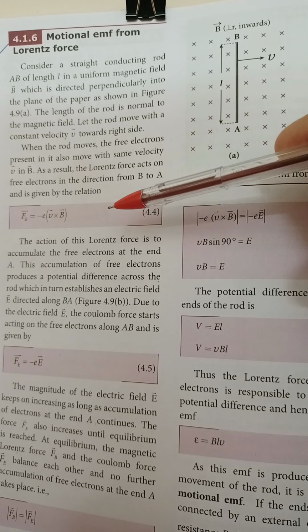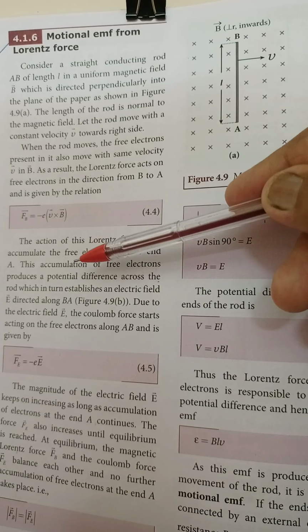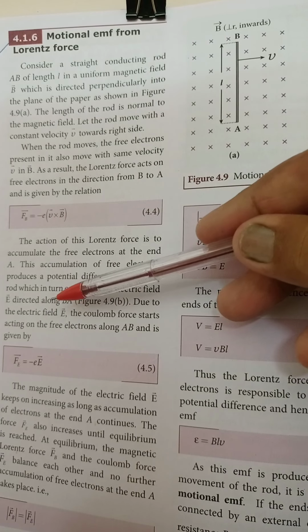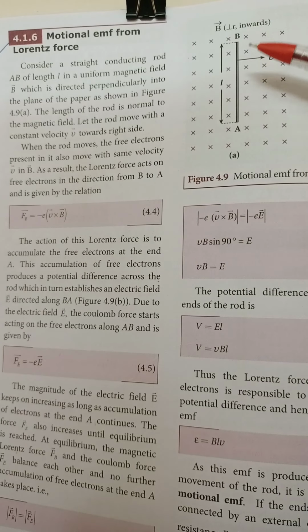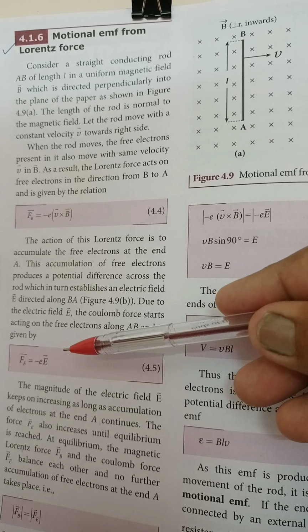This action of the Lorentz force will accumulate the free electrons at the end A of the rod. The accumulation of free electrons will produce a potential difference across the rod, which in turn establishes an electric field in the rod along the direction BA. Due to the electric field, the Coulomb's force starts acting on the free electrons along AB, and it is given by Fe = -eE.